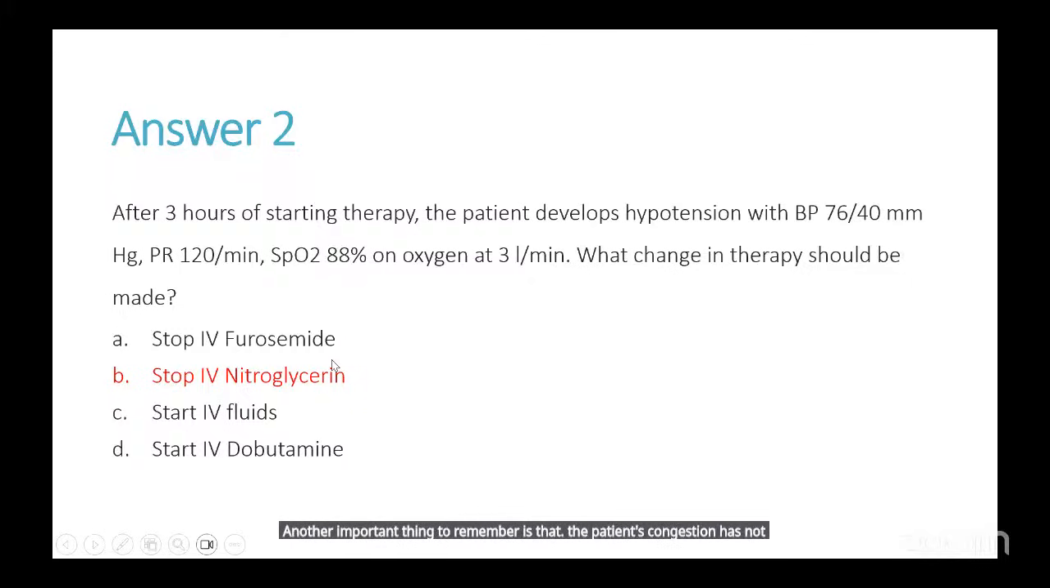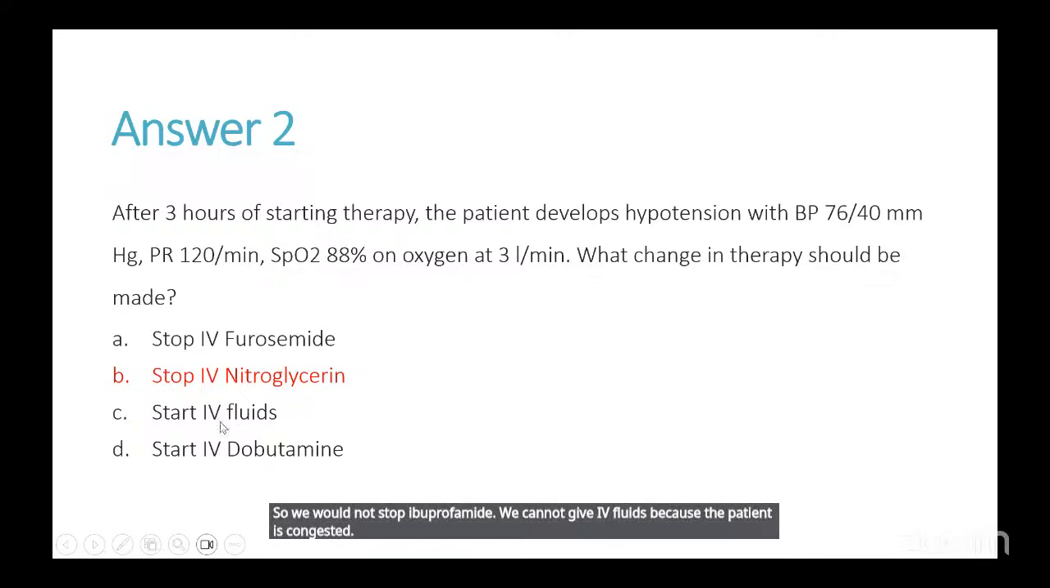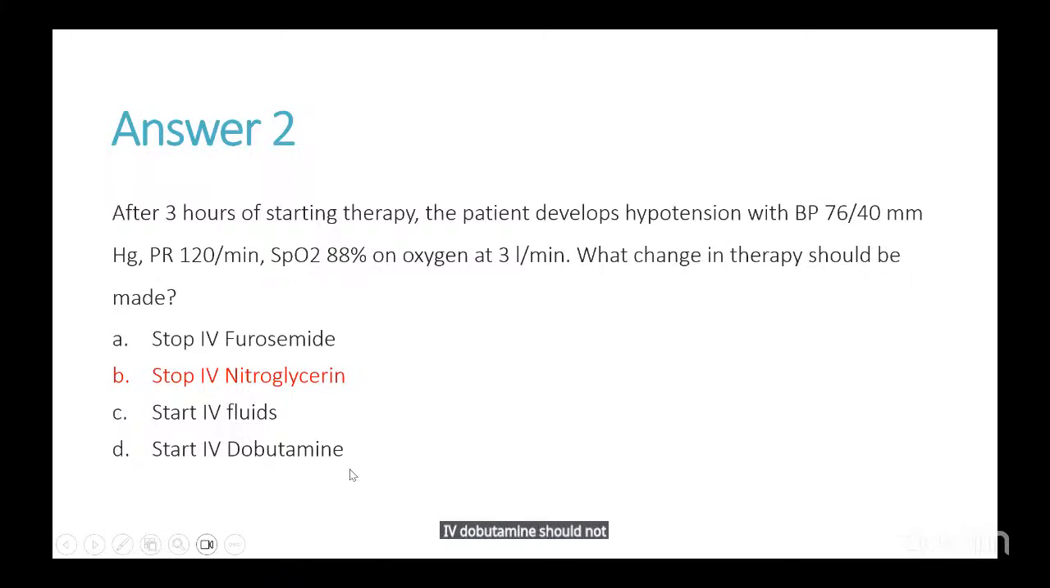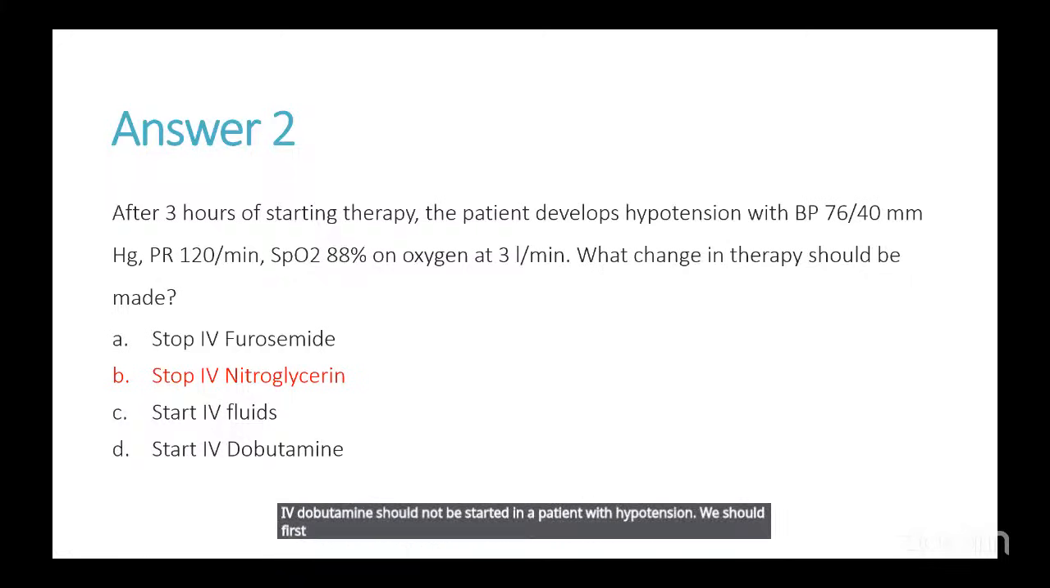He still has crepts. So we would not stop IV furosemide. We cannot give IV fluids because the patient is congested. IV dobutamine should not be started in a patient with hypotension. We should first try to bring up the blood pressure, and then we can start IV dobutamine as tolerated.